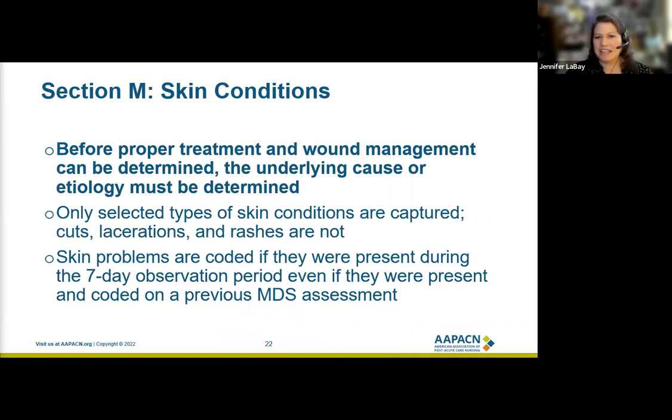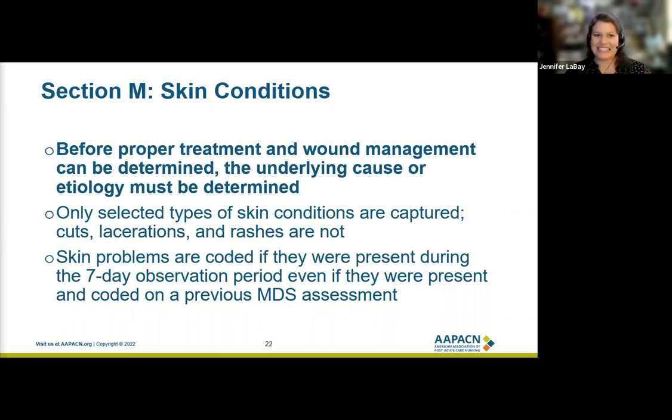When we're looking at section M, skin conditions, before proper treatment and wound management can be determined, you first have to know what it is we're looking at. You can't treat something if you don't know the underlying cause or the etiology, because there's going to be a big difference between how to treat a resident with a stage 1 pressure injury versus what could potentially be a deep tissue injury, which may advance very rapidly and differently.